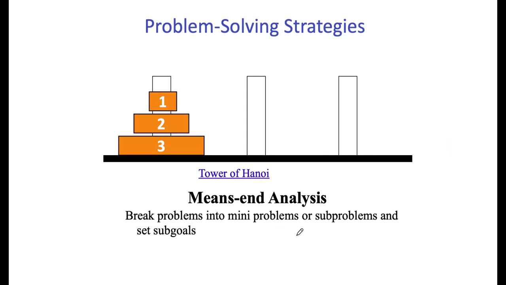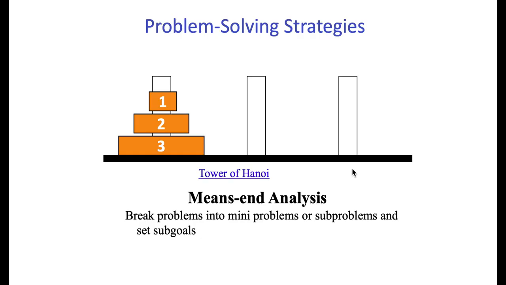And another strategy is means-end analysis. Break problems into mini problems or subproblems and set subgoals. So this is a popular game, Tower of Hanoi, where you have to solve a problem, and there's a link. If you guys want to play it online, you can try it. And again, I used to play this in class. When the problem is well defined, you can solve the whole move in 7 moves. Let's see if you can do it. So click the link and you will see the game.